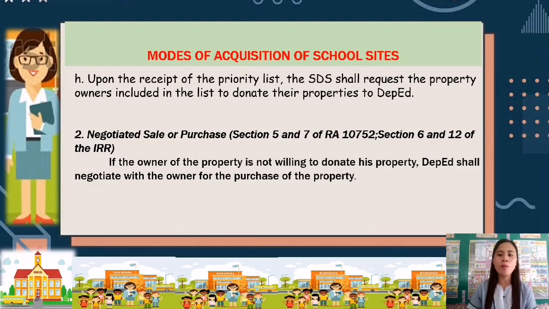Number 2 mode of acquisition of school sites is the negotiated sale or purchase. It is under Sections 5 and 7 of RA 10752 and Sections 6 and 12 of the IRR. It states that if the owner of the property is not willing to donate the property, DepEd shall negotiate with the owner for the purchase of the property.